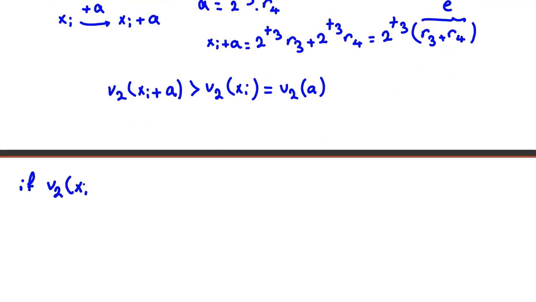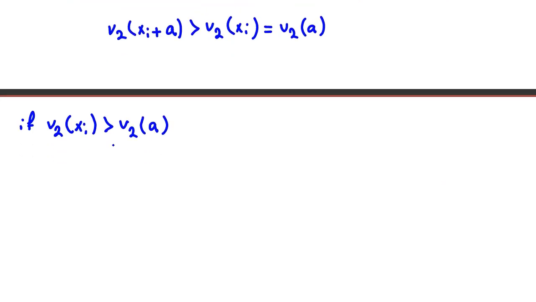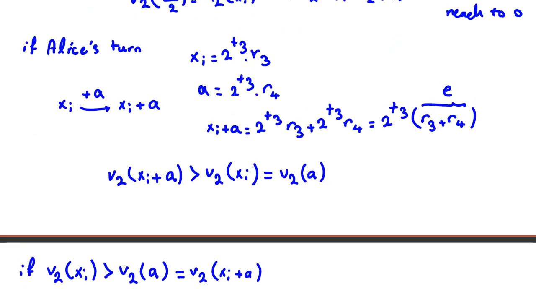If v2 of xi is greater than v2 of a, in this case, we say, okay, if we have xi and Alice is placed and adds a, then if you factor out, it will be xi plus a. When the powers are not equal, like this, the v2 of the sum will be equal to the smaller one. And easily we can prove it by the form that I showed you here. By this form, 2^t3 r3.